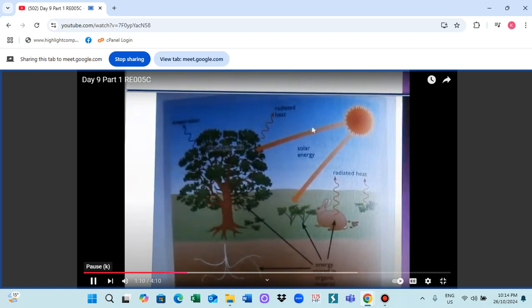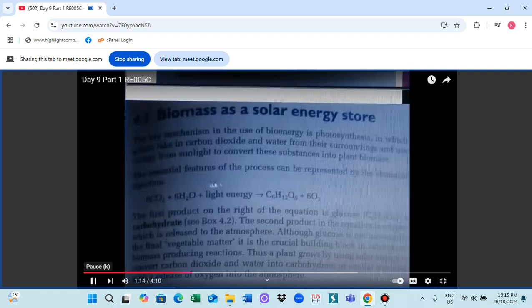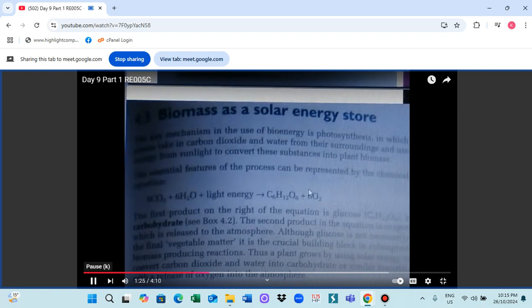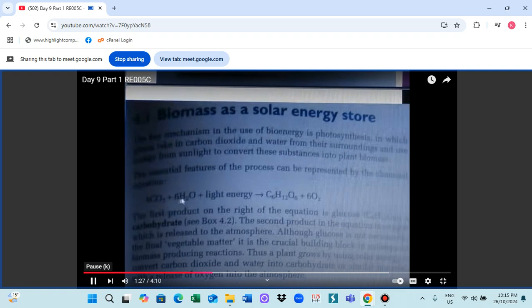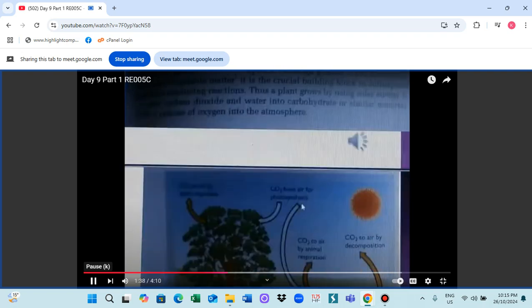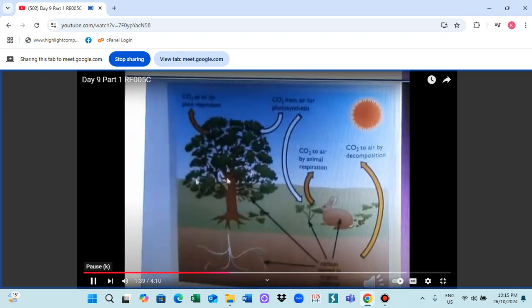So this is a biomass energy equation. For the biomass, hydrogen, water, and the light energy combination, carbohydrates are produced. So by this way, they store their energy. And all the carbon dioxide, so all this, this is the energy carbon dioxide transport energy you can see.